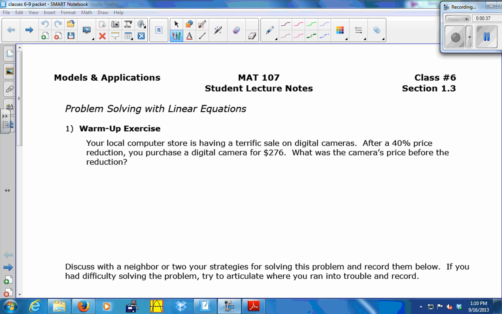So what did they ask us for? The original price. So in general, when you're solving a word problem, look for the question first, right? What was the camera's price before the reduction? And we're going to let that be a variable, right? That's the thing we don't know, so we're going to let that be x. X is going to be the original price.